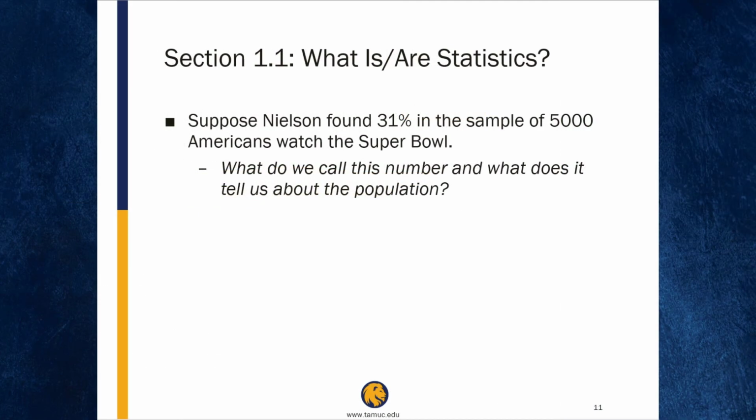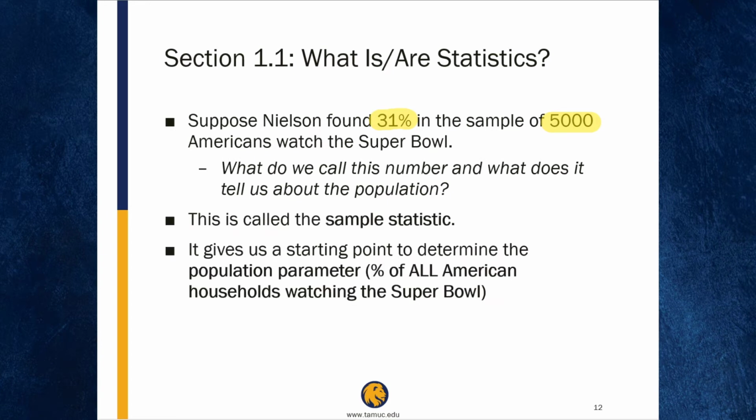So let's talk about some numbers they got from their study about the Super Bowl. Suppose that they found 31% in their sample of 5,000 Americans actually watched the Super Bowl. What do we call this number, and what does it tell us about the population? This number is called the sample statistic again. And so based off of this, it gives us a starting point to determine the population parameter, which would be the percentage of all American households watching the Super Bowl.